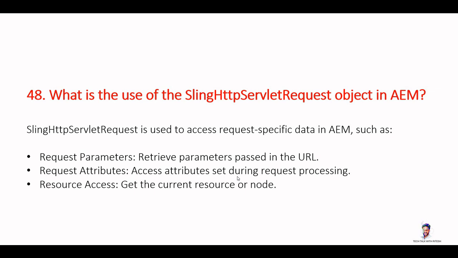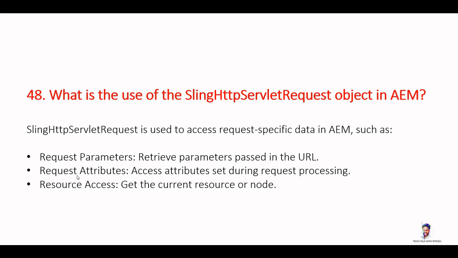And this question, if we have used a Sling servlet, then we already know about it. But sometimes at a very initial career level, this question might be asked: what is the use of the SlingHttpServletRequest object in AEM? It is used to access request-specific data in AEM, whether it is request parameters, request attributes, or resource access, right? At least these terminologies we should know, because otherwise sometimes it is very tricky to answer such a question if we do not exactly know these keywords.